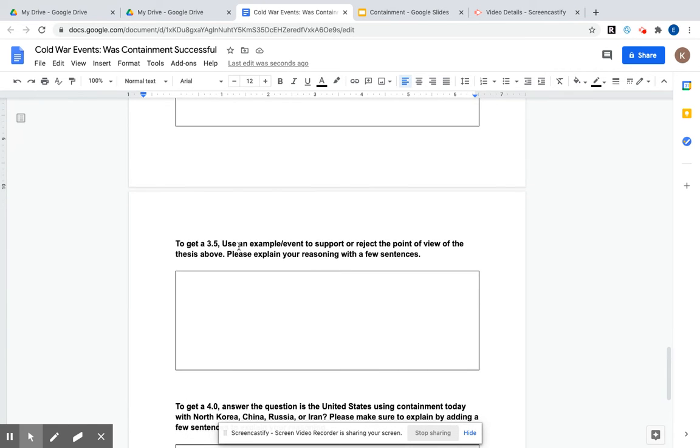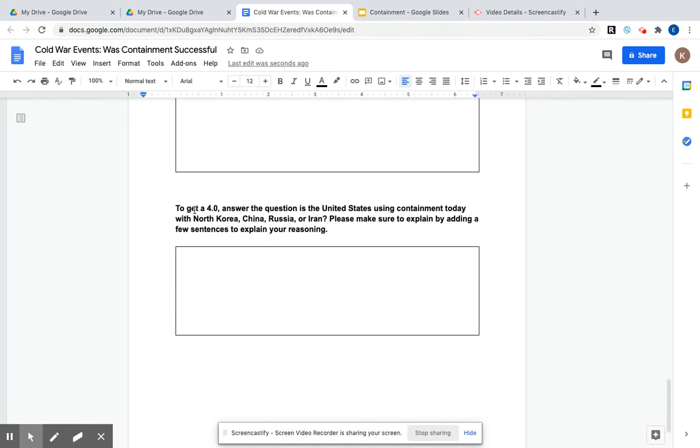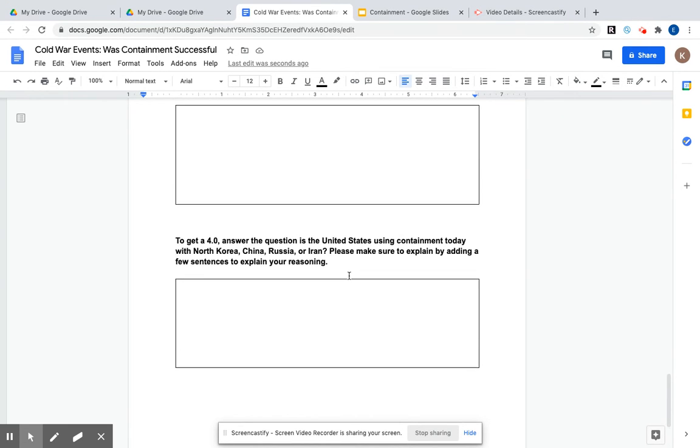For 3.5, use an example or event to support or reject the point of view of the thesis above, and please explain your reasoning with a few sentences. We need a couple sentences to make sure you get that 3.5. To get a 4.0, answer the question: is the United States using containment today with North Korea, China, Russia, or Iran? Please explain by adding a few sentences to explain your reasoning. You're going to decide if containment is something the United States still uses today with one or two of these countries, however many you want to do. There should not be just one sentence for the 4.0, it should be a couple. So don't forget to do that.